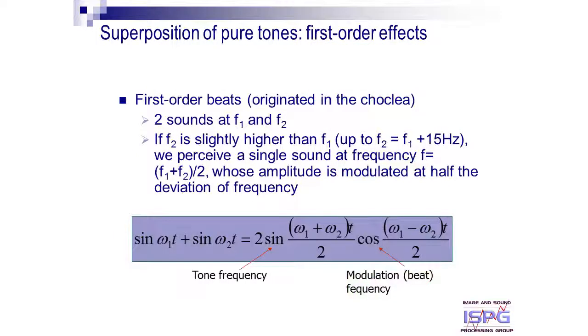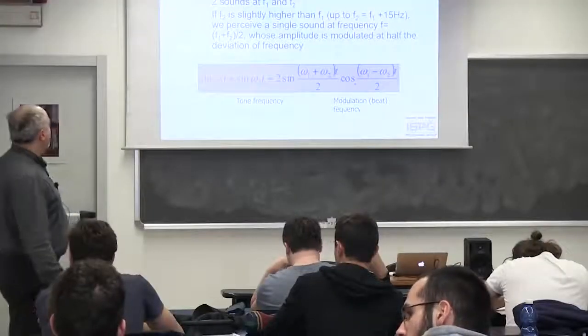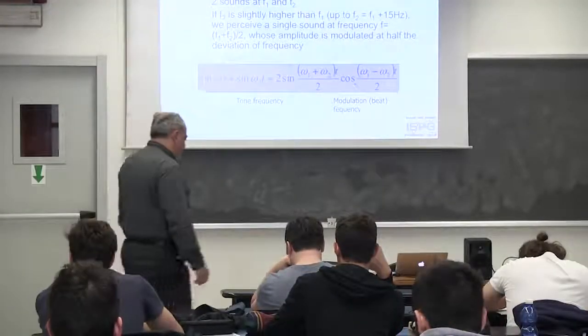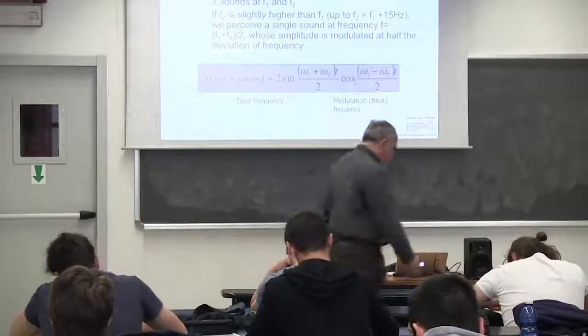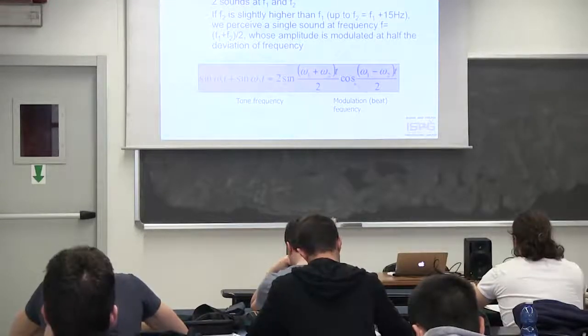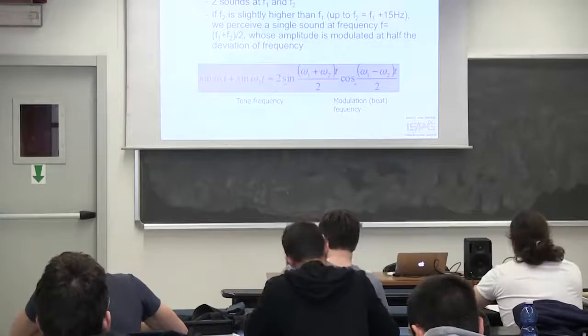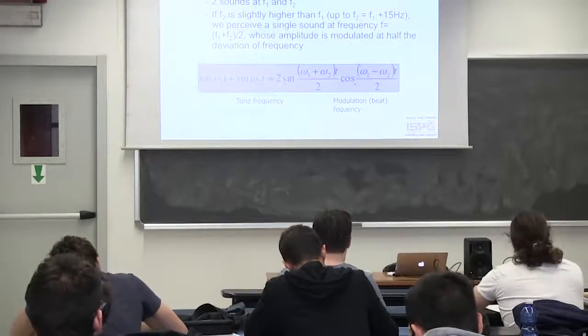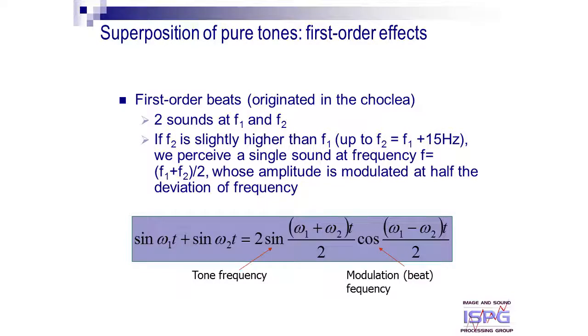And I wanted to come to discussing some of the consequences of the structure of the hearing system. The first thing that derives from the fact that you have receptors that are not infinitely selective, but have their own bandwidth, is the so-called first-order effects of superimposed frequencies. Imagine having two sounds. Then we'll discuss what it means in terms of physiology of the hearing system.